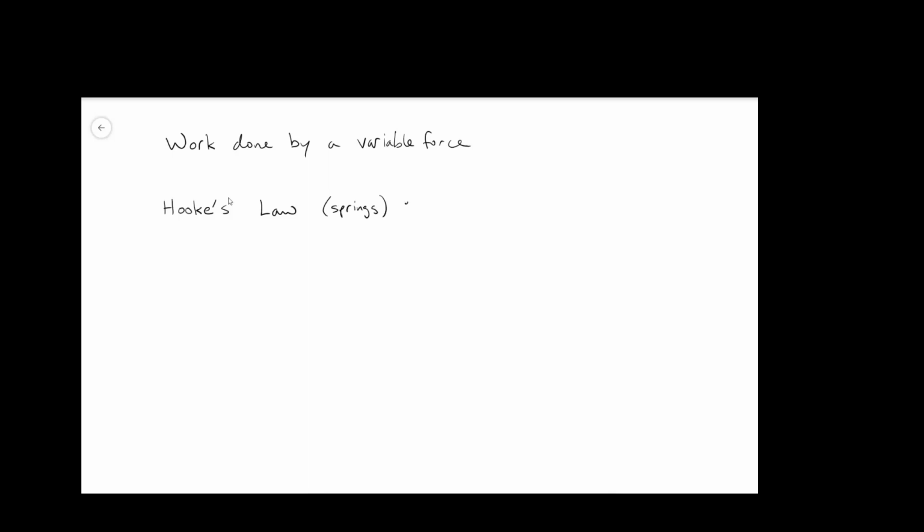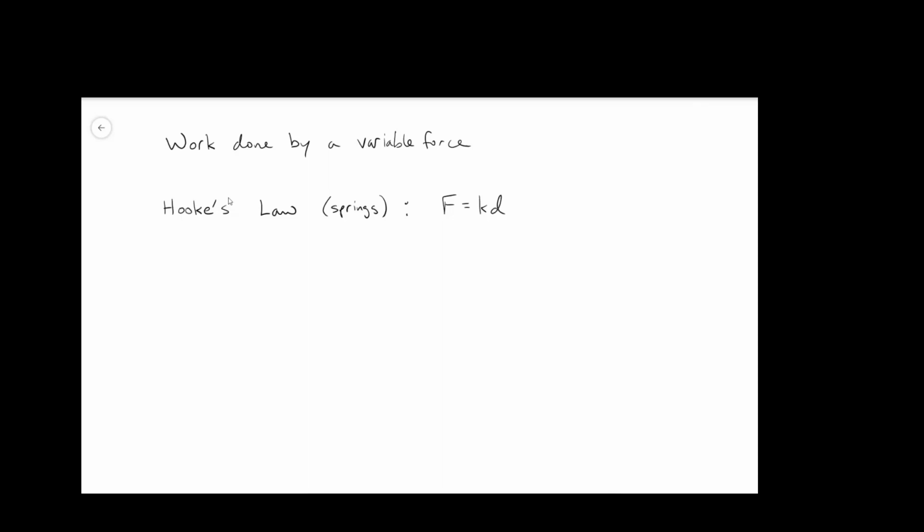What does Hooke's law say? It's written right there: F is equal to kx. That's what Hooke's law says. And basically all that says is that the force exerted by the spring is proportional to the distance that the spring is either compressed or stretched, right?